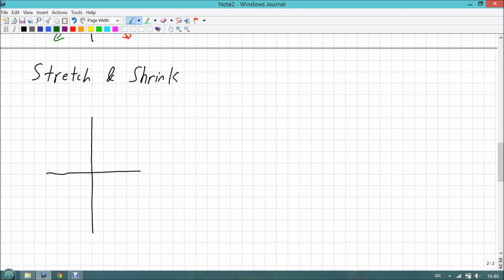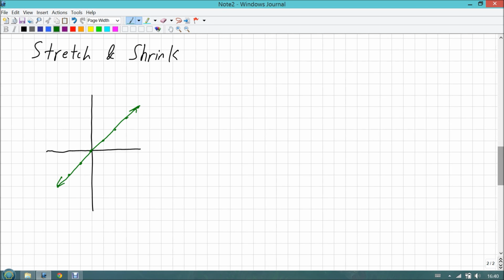Again, let's use the same parent graph. Because that parent graph is the parent graph of all lines, this is the Mac Daddy of line graphs. This is the Methuselah of line graphs, I guess you could say, or the Adam of line graphs, whatever you want to go with. I'm not sure what other stories I could use for the first person ever kind of thing, but I think Adam's pretty widely accepted.